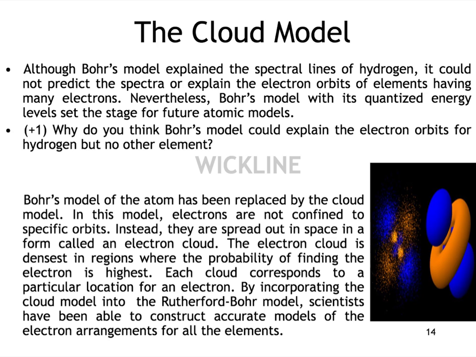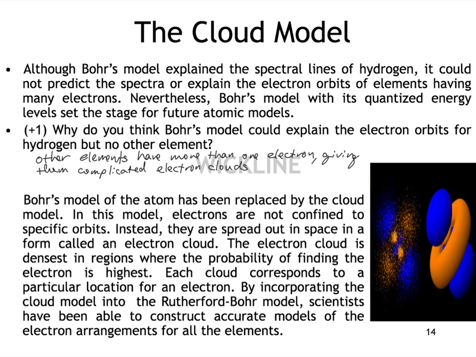So the cloud model is also something that you guys should know about. Basically, the cloud model says that electrons are not actually in specific orbits like the previous diagram suggested, but that they're actually only in these regions of high probability of finding an electron. So in this question it says, why do you think Bohr's model could explain the electron orbits for hydrogen but no other element? It's because hydrogen only has one electron, but other elements have more than one electron, which makes their electron clouds more complicated.